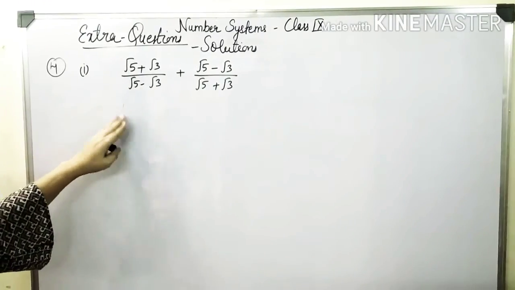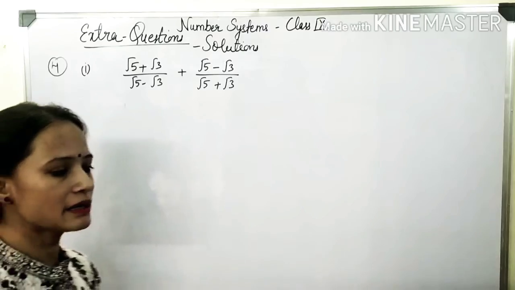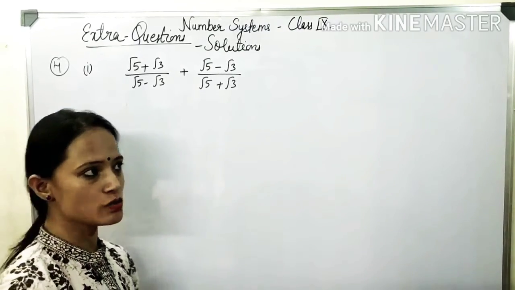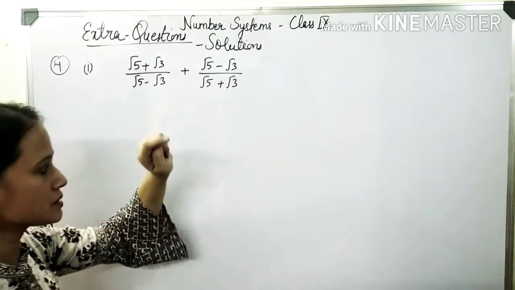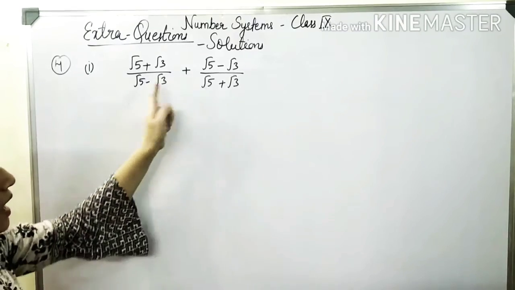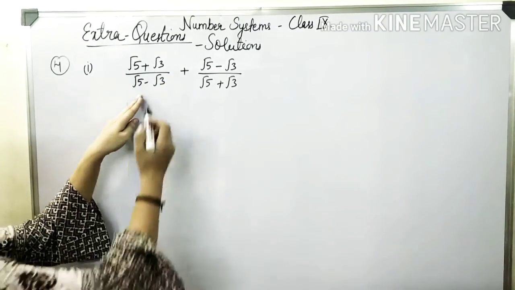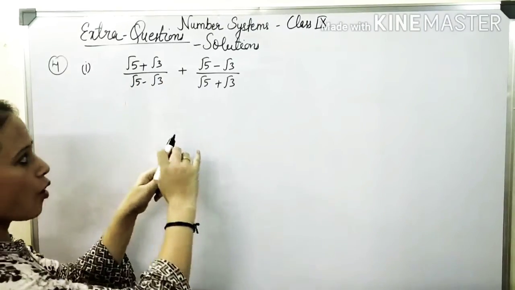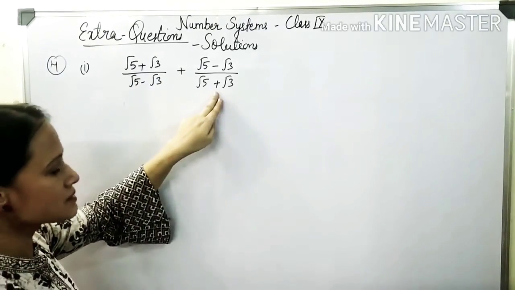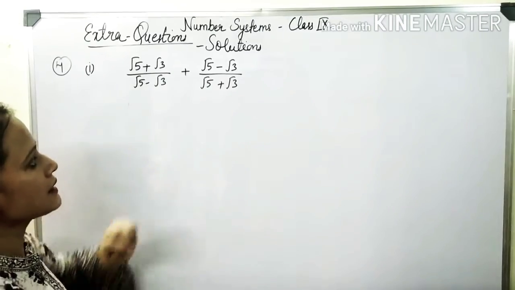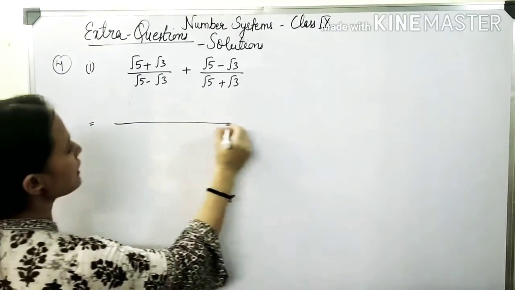Question number 4, we have to simplify. So whenever you are getting the question of simplify, first you will see the denominators of the terms. Here we can see the denominators are conjugate of each other. So either you can rationalize the terms separately, or when the conjugate is there, directly you can take the LCM over here. So I am directly taking the LCM.